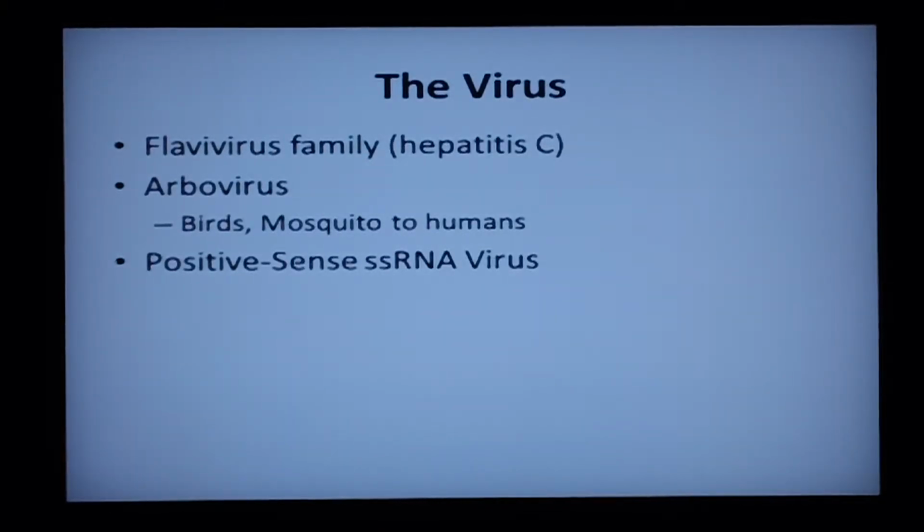West Nile virus belongs to the flavivirus family, which has relatives such as yellow fever and hepatitis C. They are all characterized by enveloped single-stranded RNA. It is also known as an arbovirus because it is commonly transferred from arthropods like a tick or mosquito to humans. It is a positive sense single-stranded RNA virus, meaning once inside the host cell, it will release its genetic material, single-stranded RNA, and immediately begin using the host cell's ribosomes to create viral proteins, which are then assembled to create new viruses that spread throughout the host organism.